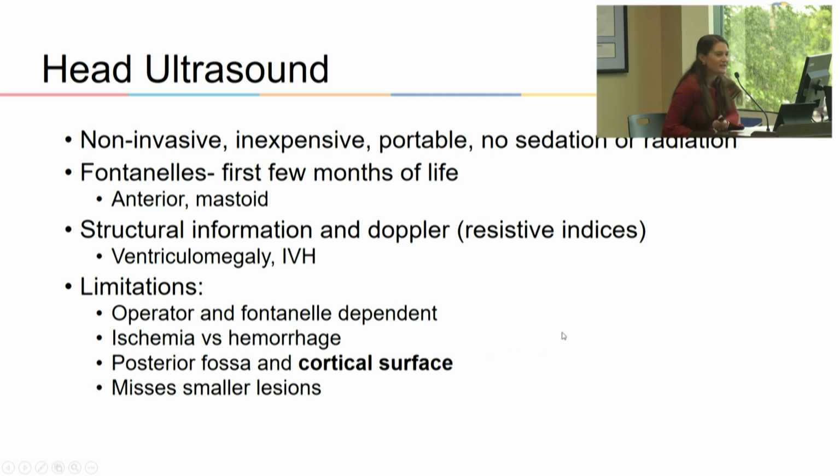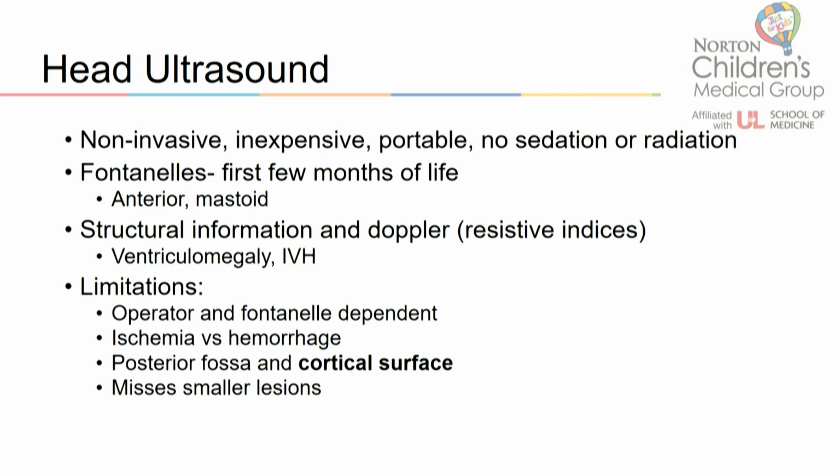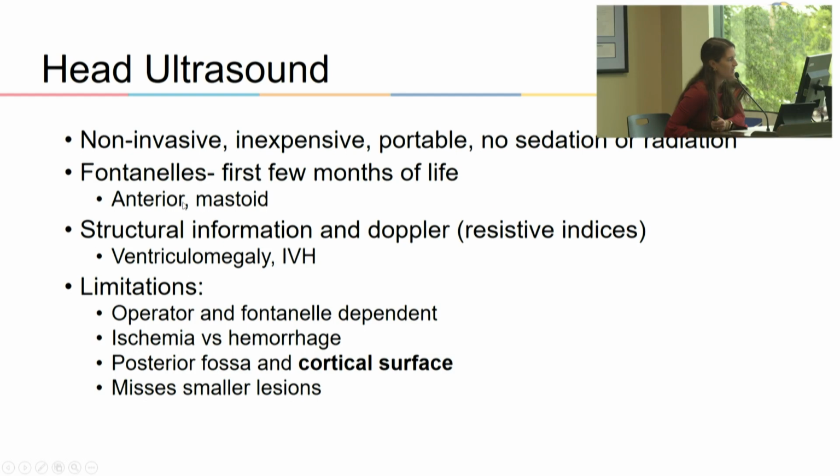All right, so let's get into head ultrasound, because this is probably the most frequent image that we get on babies, and for good reason. It's non-invasive, it's inexpensive, it's portable, you don't need sedation or radiation. They can come to the bedside and do it if a baby is unstable. The fontanelles are nice little windows that babies have into their brain, at least for the first few months of life. And so usually we do the anterior fontanelle, which is the big soft spot on top. And the mastoid is actually right behind the ear that you can use to see the posterior fossa better.